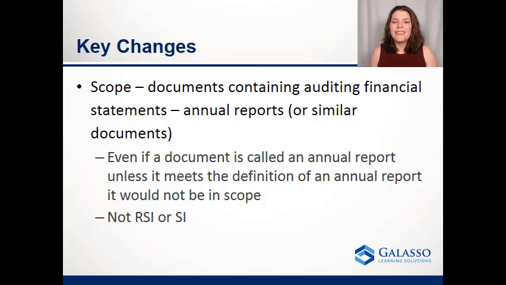Now, it applies even if an item isn't called an annual report, but it meets the definition. And it also does not apply when something is called an annual report, but it does not meet the definition. Now, certain things are definitely not in scope. Anything that's RSI, that's covered by AUC section 730, and anything covered under the SI, which would be AUC section 725. So we're really looking at this information.